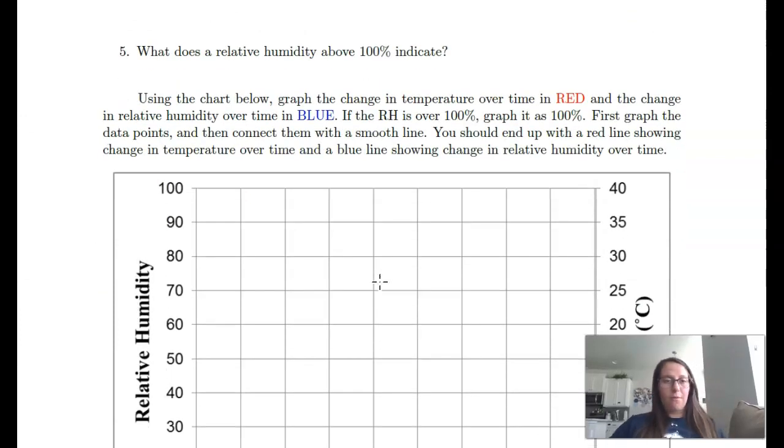So let's go on to number 5. What does relative humidity above 100% indicate? So again, if it's 100%, what do you think that means based on what we have talked about previously? I'll let you go ahead and think about that. Okay. Using the chart below, graph the change in temperature over time in red and the change in relative humidity over time in blue. So if the relative humidity is over 100%, just graph it as 100%.